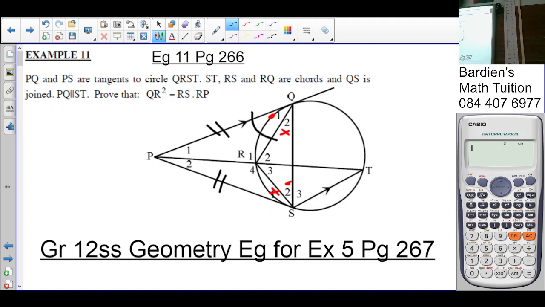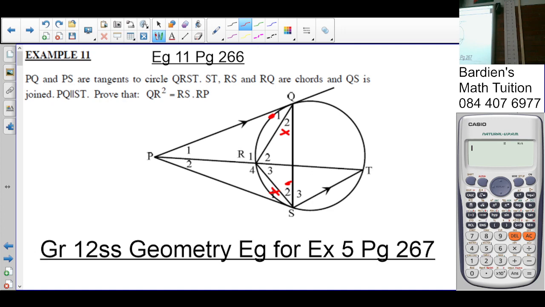Okay, so those base angles are also equal. You all agree with that? Right. Then we are told that those chords are joined. Then we are told that PQ is parallel to ST. If PQ is parallel to ST, what can be concluded from there?